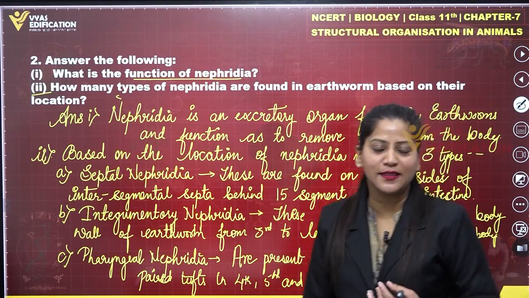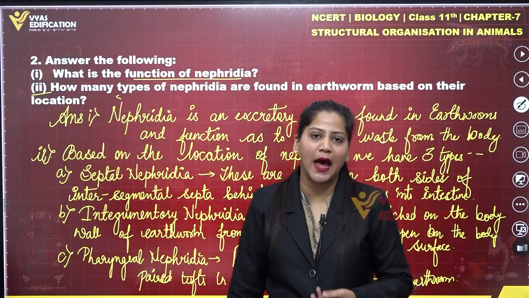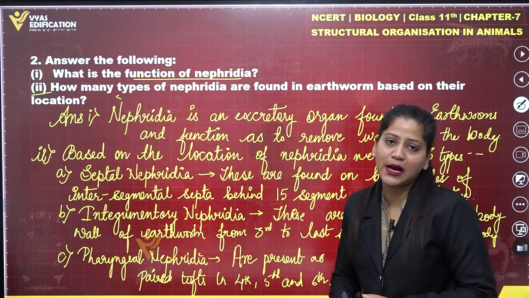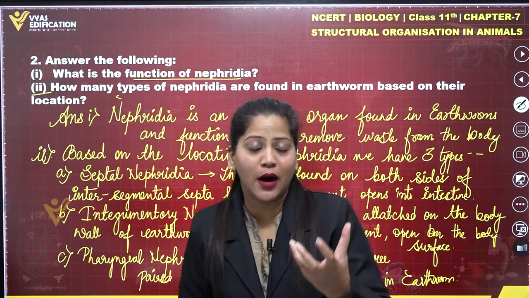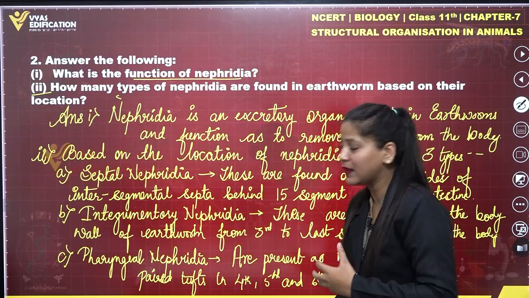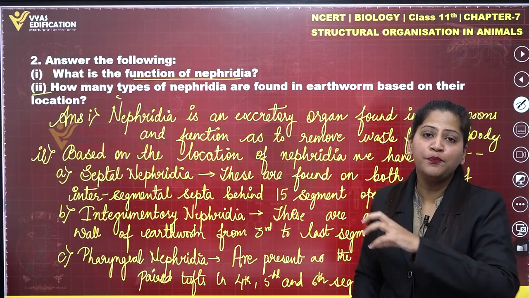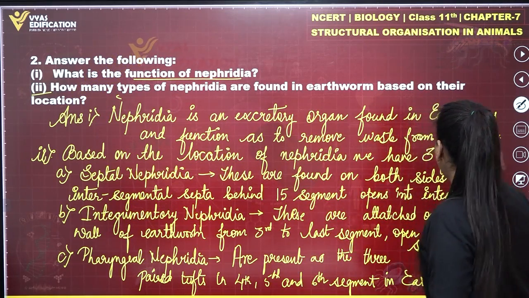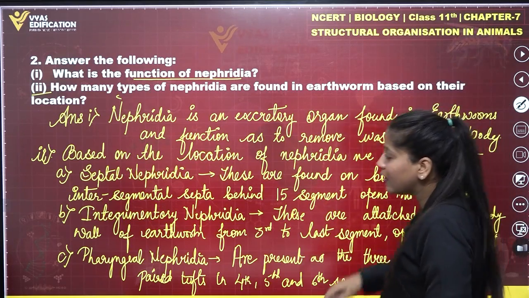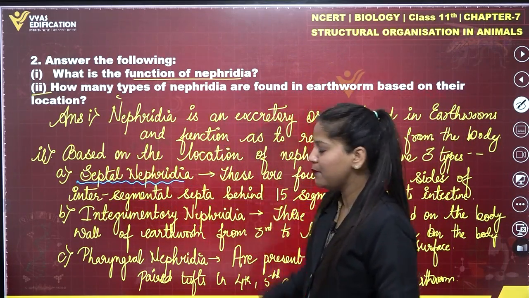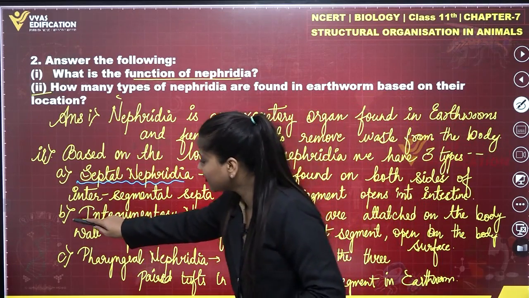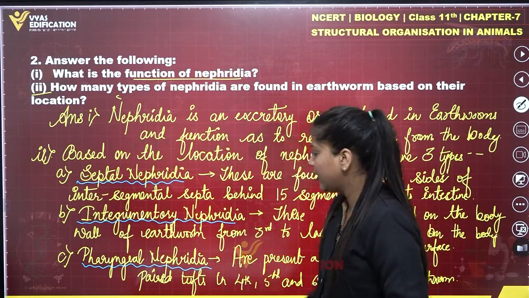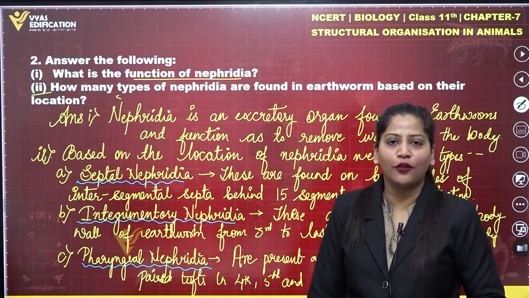Earthworm is a segmented animal. It has so many segments. Here we are talking about nephridia, an excretory organ found in earthworms, present in different locations in the body of earthworm. We have basically three types of nephridia based on their location: the first is septal nephridia, the second is integumentary nephridia, and the last is pharyngeal nephridia, right? So this is the complete solution of question number 2.